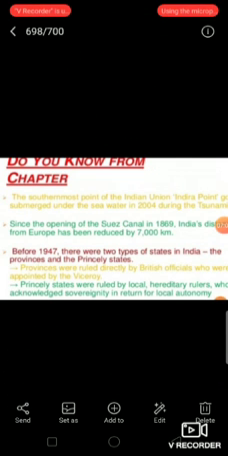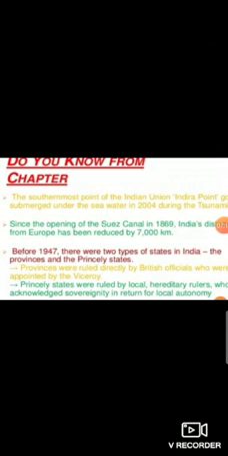Before 1947, there were two types of states in India: the provinces and the princely states. Provinces were ruled directly by British officers who were appointed by the viceroy. Princely states were ruled by local hereditary rulers who acknowledged sovereignty in return for local autonomy.